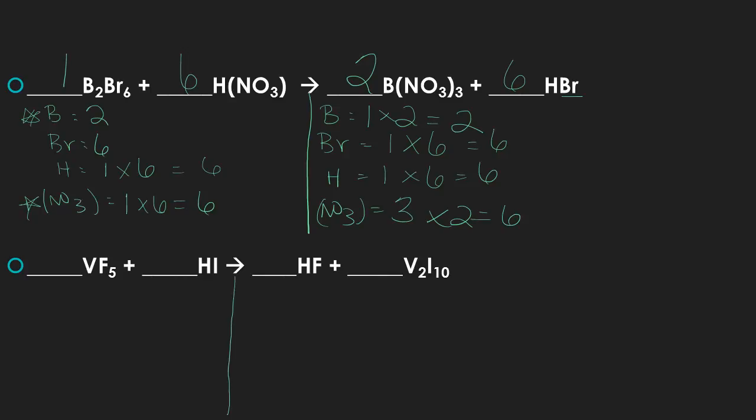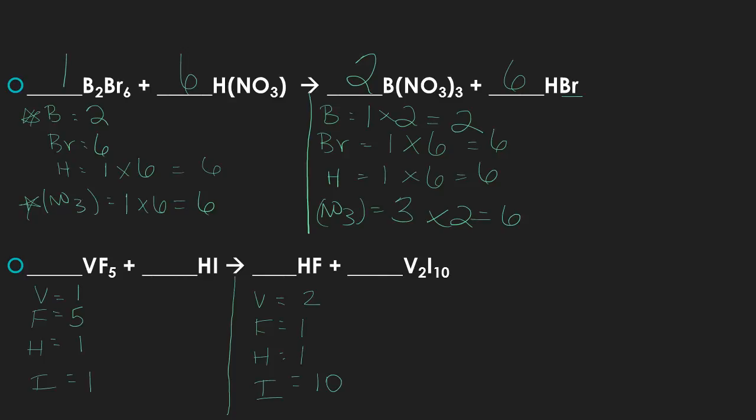Then last one we'll do together for practice. VF5 plus HI yields HF plus V2I10. Alright, so if we do our atom count, V is 1, F is 5, H is 1, I is 1. On the right side, V is 2, F is 1, H is 1, I is 10.